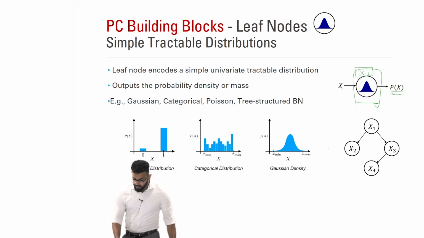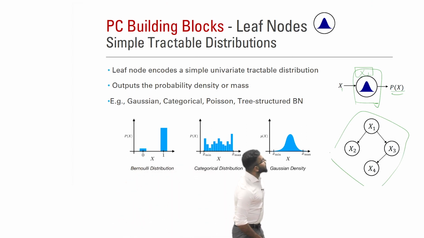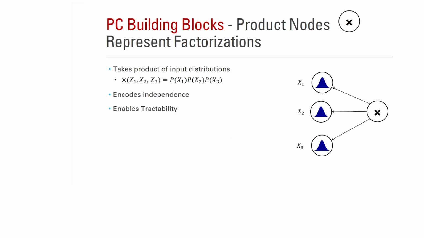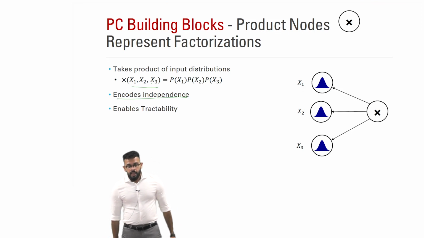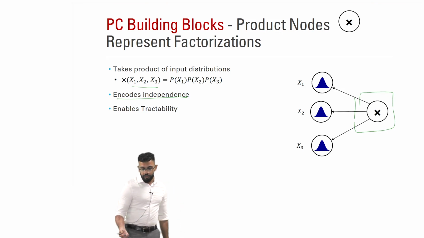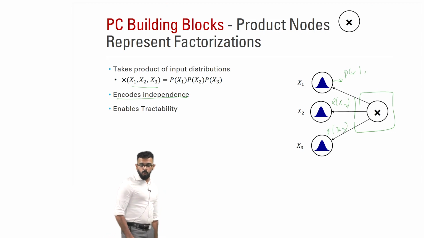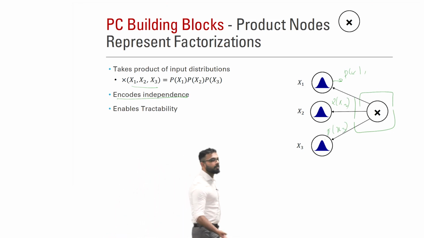You can also have things like a simple Bayesian network as the leaf if you have multiple variables at the leaves. But at a very high level, that's what you do at the leaves: you have simple tractable distributions. The second component is the product nodes. From a probabilistic perspective, you know that products encode independence. So if you have three variables, x1, x2, x3, let's say this particular product node takes as input three leaf distributions. What's coming out from here is P of x1, from here is P of x2, from here is P of x3. When you take a product over these distributions, you're basically assuming that these variables are independent.